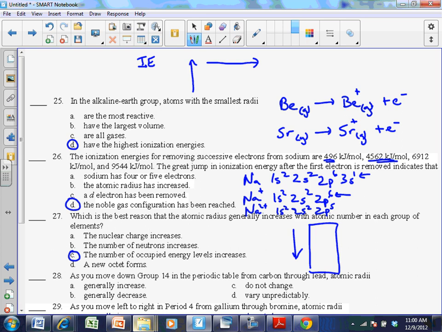As you move down group 14, so you're in the carbon group, from carbon through lead, the atomic radii generally increase. Same trend.